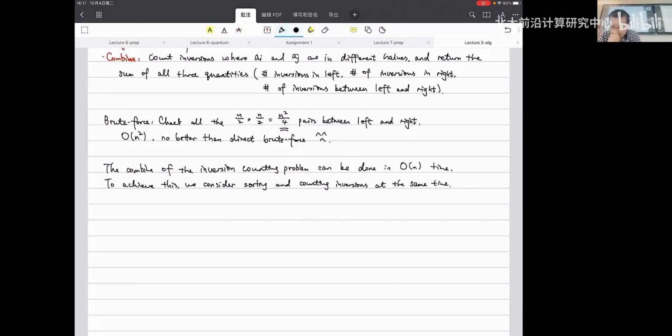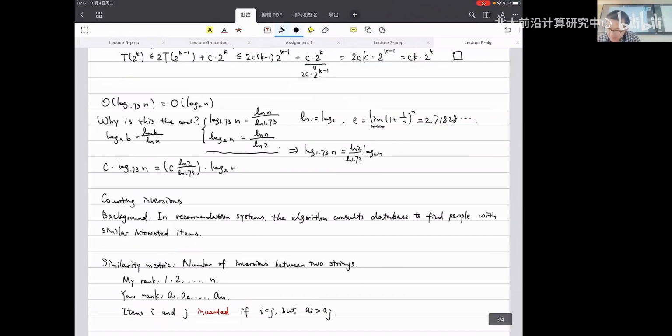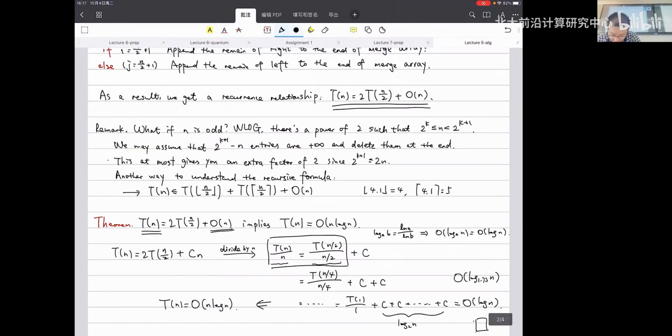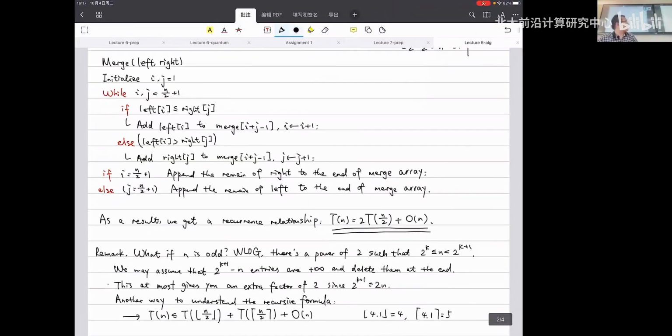So how do we actually want to do this? Recall that we have rigorously written down an algorithm, this algorithm for merge. Now we are going to make a further modification. Here we only know how to merge, but hopefully along the way of merging, you can also count the number of inversions, and that will be the ideal case.